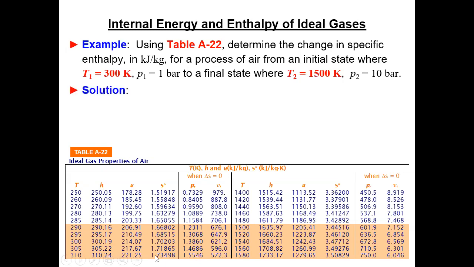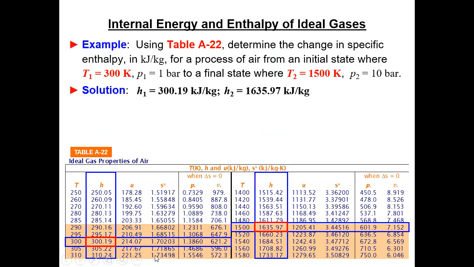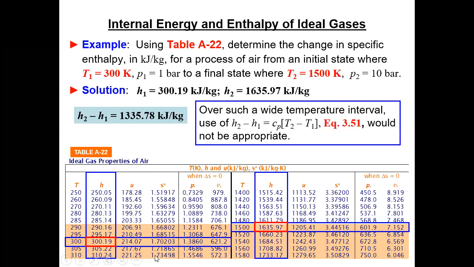Okay, so the solution is just what you'd expect. At 300 K, look in the enthalpy column, and it's 300.19 kilojoules per kilogram. And at 1500, we look it up again, and it's 1635.97. See, no consideration of pressure. There's the difference, doing the little subtraction.